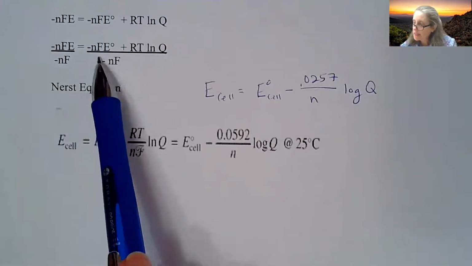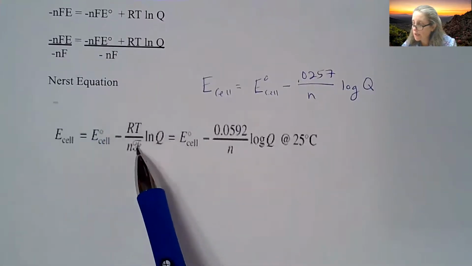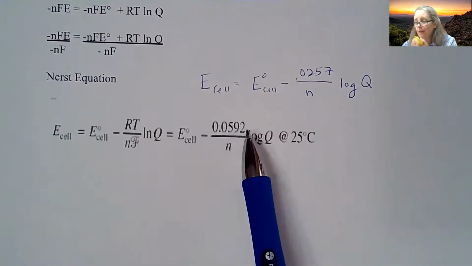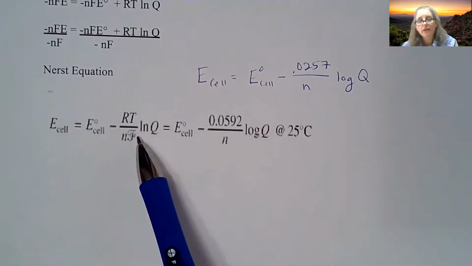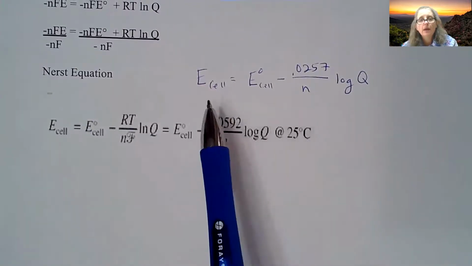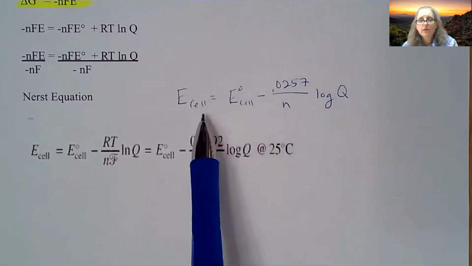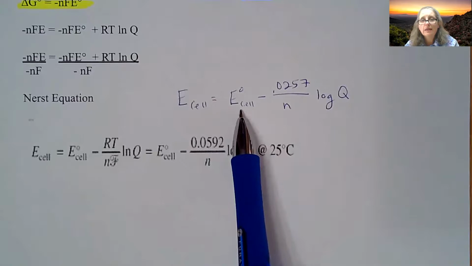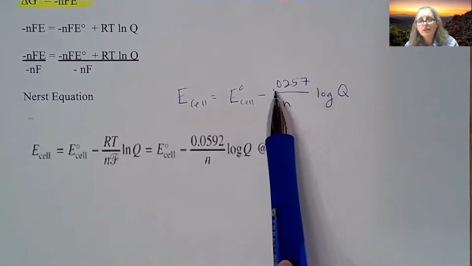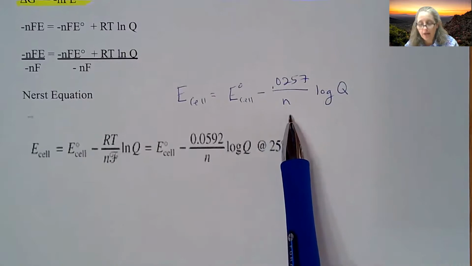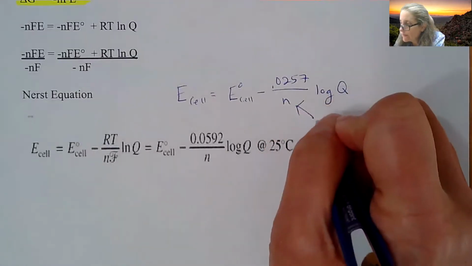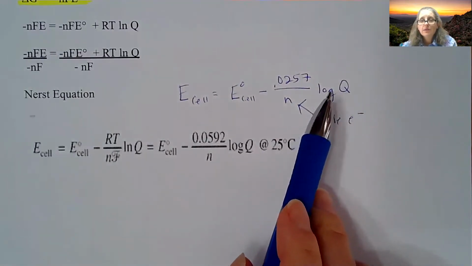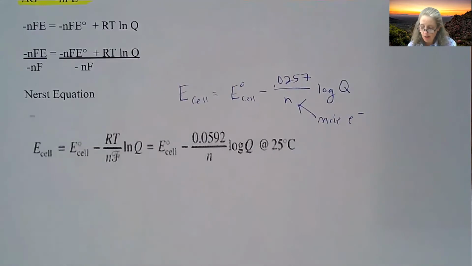So again, E cell equals E cell standard minus RT over nF ln of Q, or E cell standard minus 0.0592 over n times the log of Q. So again, this is natural log, this is regular log. Or another one, I think this is the one that's in your book: the E cell under non-standard conditions is equal to the E cell under standard conditions minus 0.0257 over n, and again, n is the number of moles of electrons, times the log of Q, with Q being products over reactants.